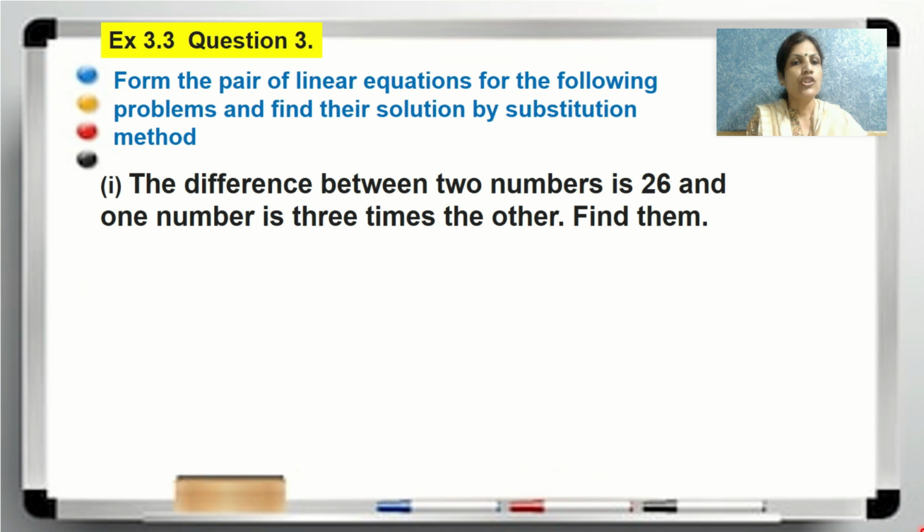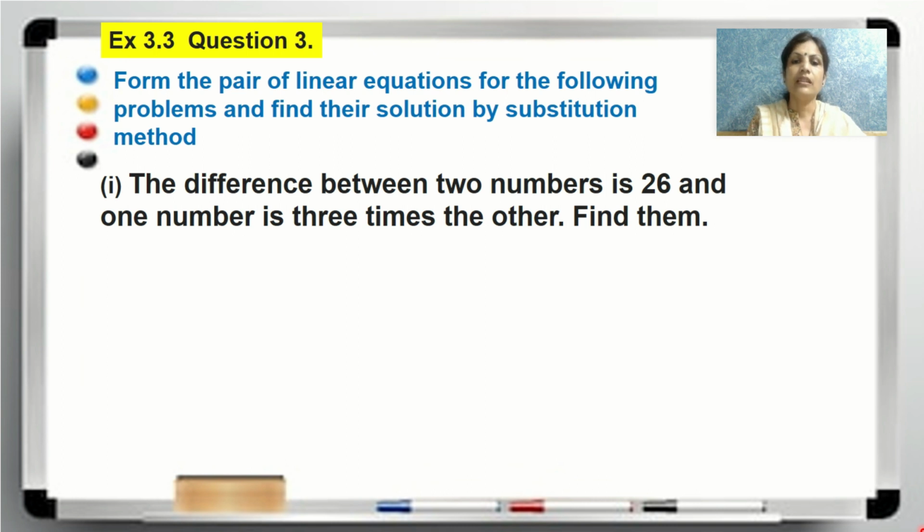Now this is question number 3 and from the same exercise 3.3. These are all word problems. So since it is linear equations in 2 variables, we'll have to read the sum and then put the statements in the form of equations and then solve it. So form the pair of linear equations for the following problems and find their solutions by substitution method.